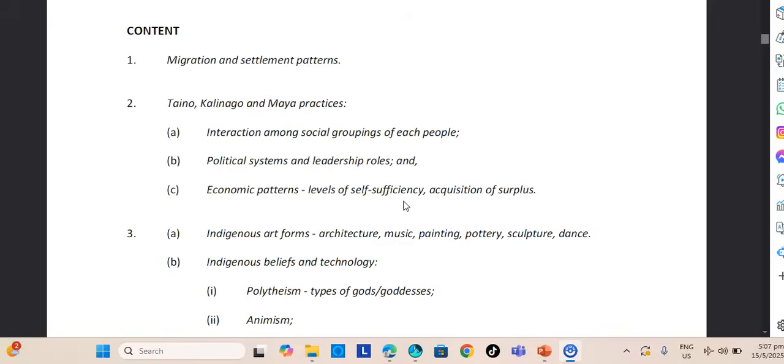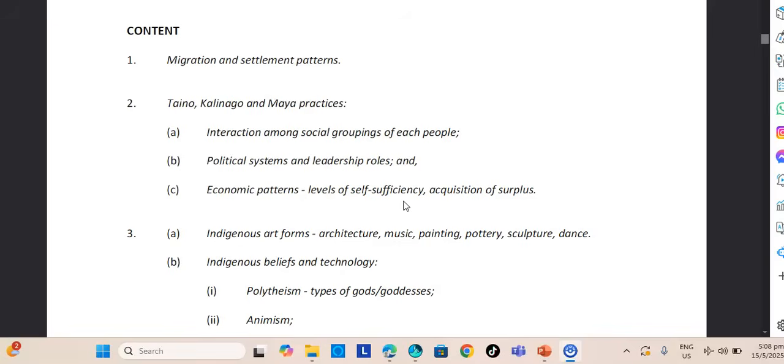Now, based on what you are learning, what were the main economic activities of the Taino? Very good. Farming, fishing and hunting, craft production, levels of self-sufficiency and surplus. Each village produced most of what it needed, including food, tools, and shelter.